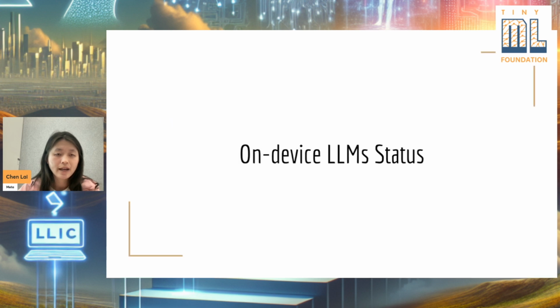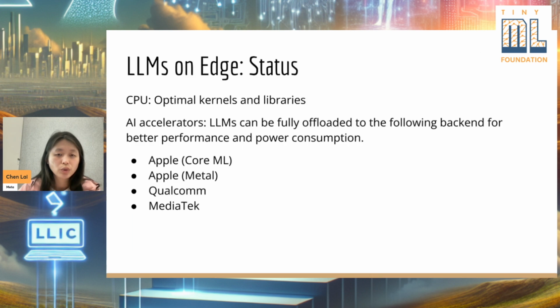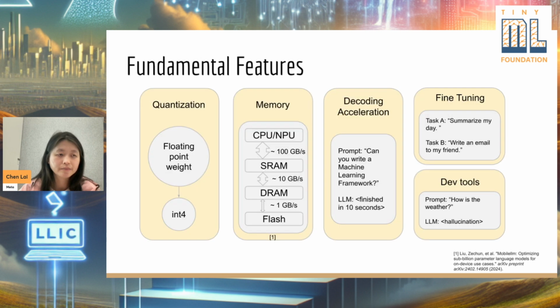So here is a short summary of the on-device LLM status. On CPU, we have the optimum kernels. On accelerators, we work with our partners to lower LLMs running on the backends, including MediaTek, Qualcomm, and Apple. So right now, they are all enabled, and the LLMs can fully run on these accelerators.